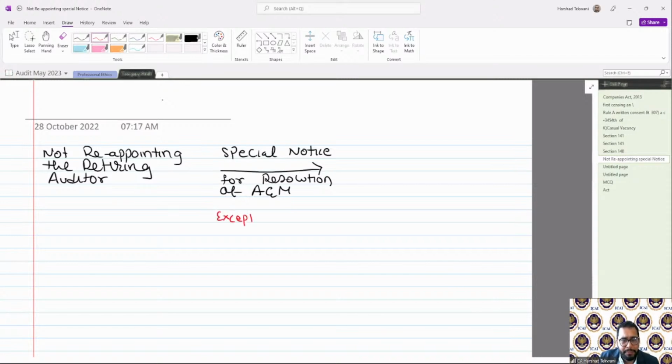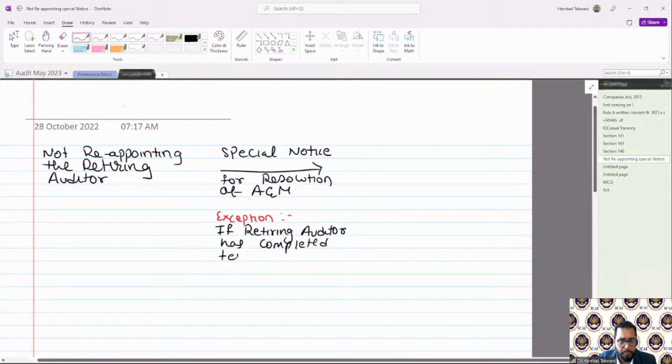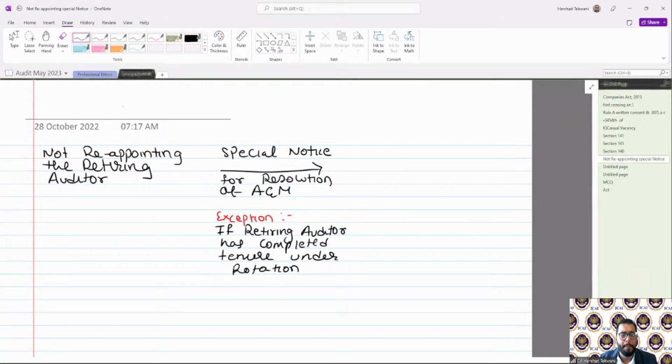So the exception is if the retiring auditor has completed tenure under rotation. In that case, you cannot reappoint the retiring auditor, and you need to appoint another auditor. So special notice is not required to be given. Otherwise, for each case where you do not wish to reappoint the retiring auditor, special notice for the resolution at the AGM is required to be given.